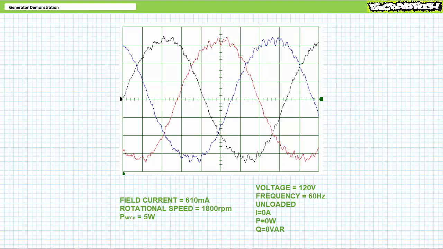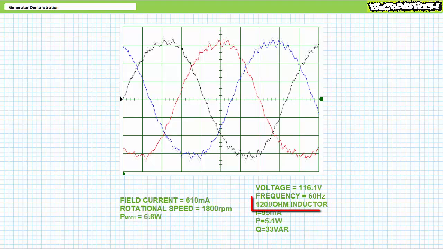Let's see how the system responds to a range of inductive loads. We begin with a balanced Y configuration of 1200 ohm primarily inductive impedances. When connection is established, voltage magnitude drops to 116.1 volts.